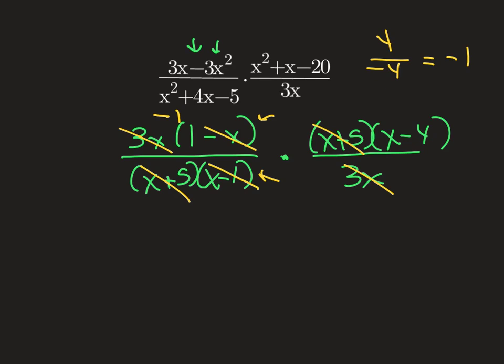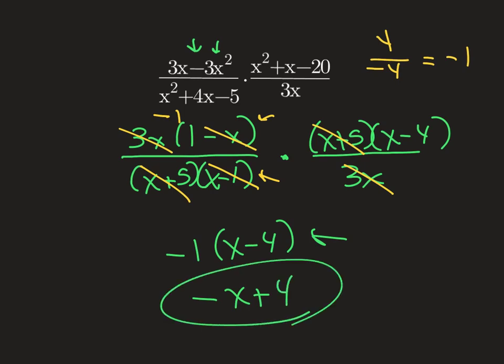So in my numerator, what I have left right now, I have a -1 and an x minus 4. In my denominator, every single thing canceled. There's nothing down there. So, I guess technically you could leave your answer like that. It would be kind of weird. I'm going to go ahead and distribute that -1 and make it -x plus 4, and let that be my final answer when I multiply.